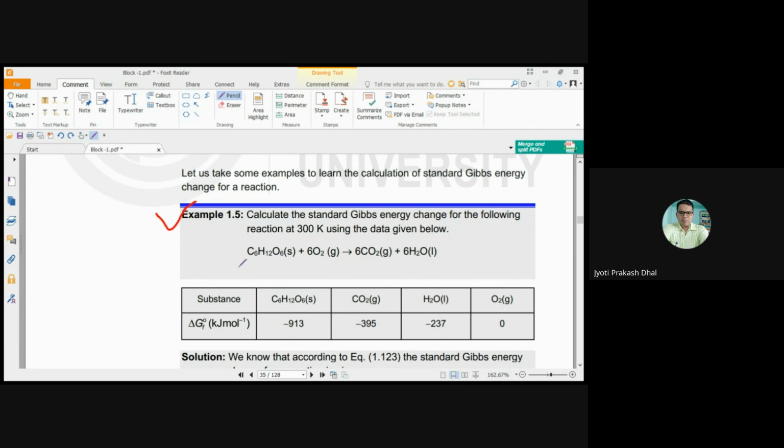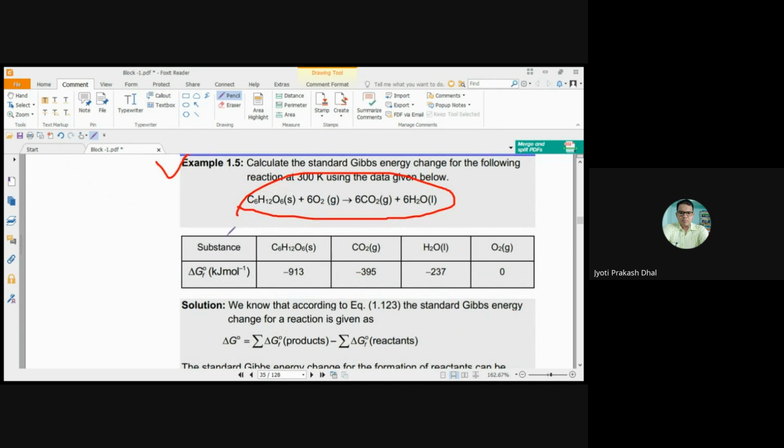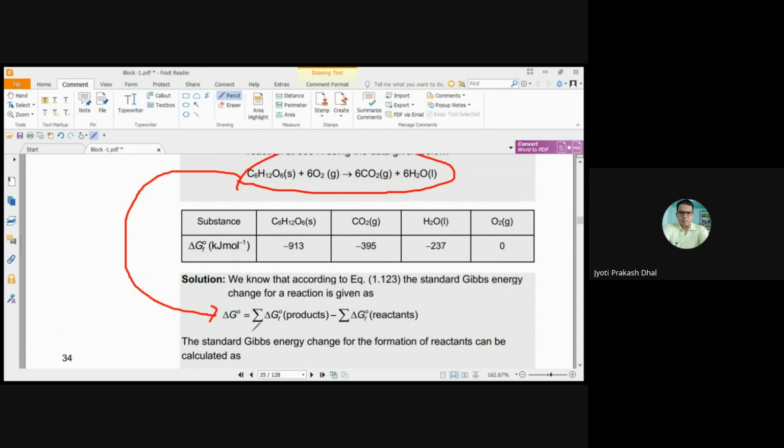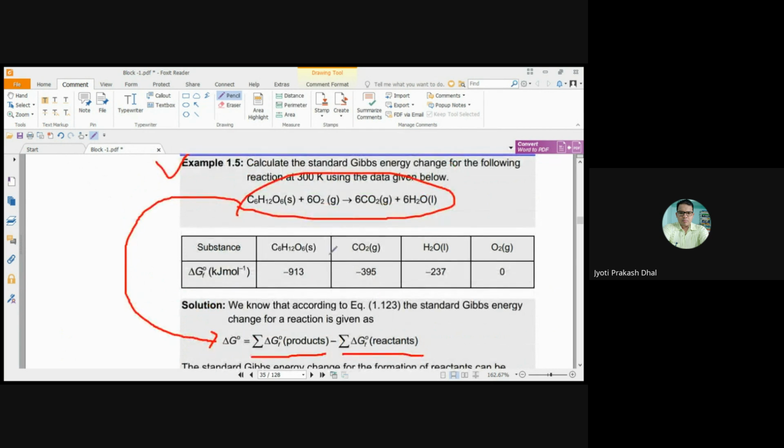Here it is given the reaction, and according to the equation we know that the standard Gibbs energy change of any reaction equals the summation of Gibbs energy of formation of the products minus the Gibbs energy of formation of the reactants. And here you can observe that on the product side, 6 moles of carbon dioxide gas and 6 moles of water liquid are there.